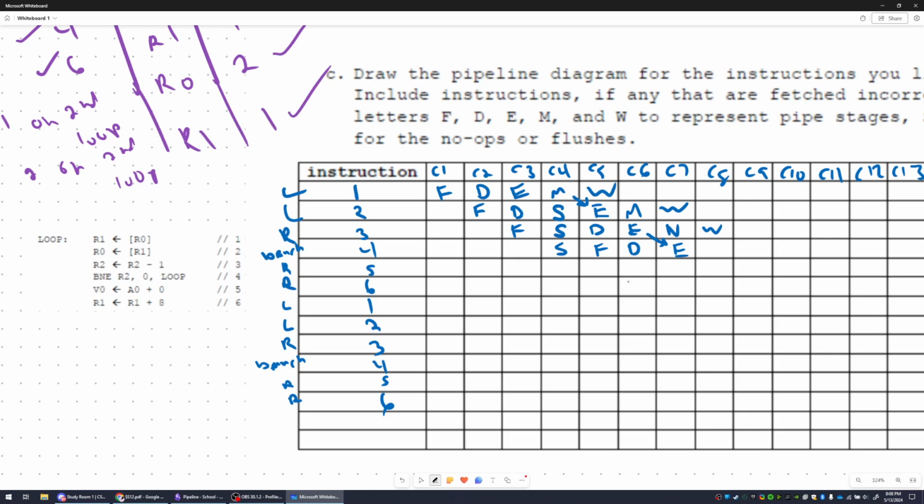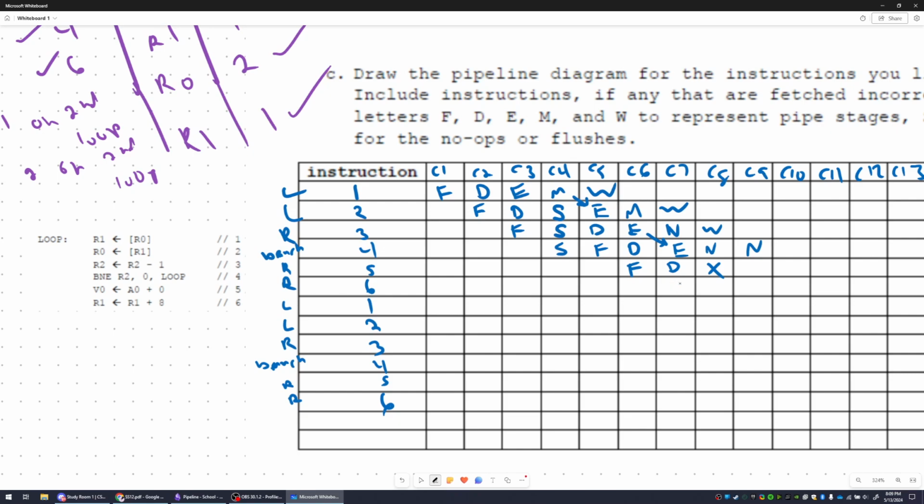So fetch, decode, exec, and then no op and then no op. For the next instruction, we're going to fetch here. We're going to decode here, and then after this is done, we're going to know that actually the branch that we took, we don't need lines five and six. So we'll flush right here, right after this is done.